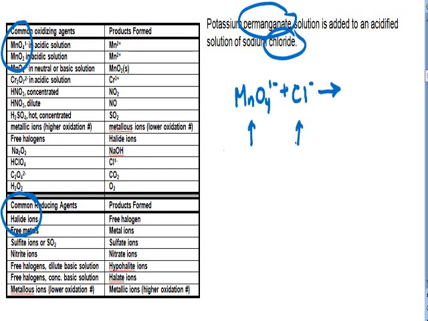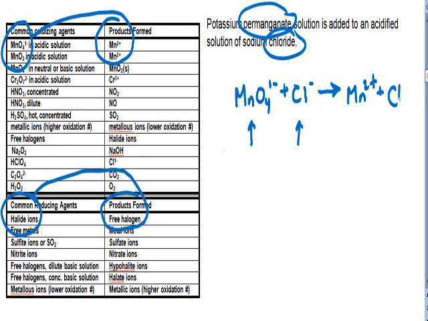The permanganate is going to function as the oxidizing agent. The chloride is going to function as the reducing agent. Looking at our table, we can see that permanganate, when it's working as an oxidizing agent, is going to produce Mn2+ ions as a product. The chloride ion, or free halide ions, acting as a reducing agent, is going to make some free halogen as a product, which in this case from chloride, that means it's going to make elemental chlorine. This would be our reaction that we have of permanganate plus chloride.